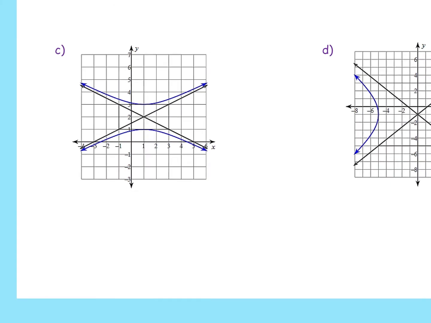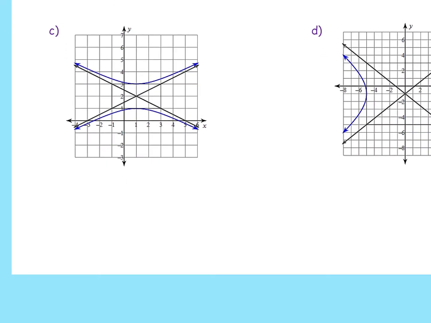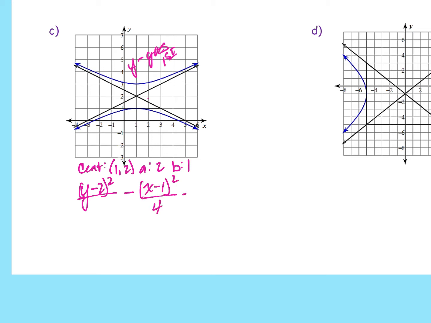And then C, my center is at, where's my center at? 1, 2. And then A is 1, 2, and B is 1, and it looks like y is going first. So I've got (y − 2)² over 1. Actually, I don't have to put it over anything. Minus (x − 1)² over 4 equals 1.